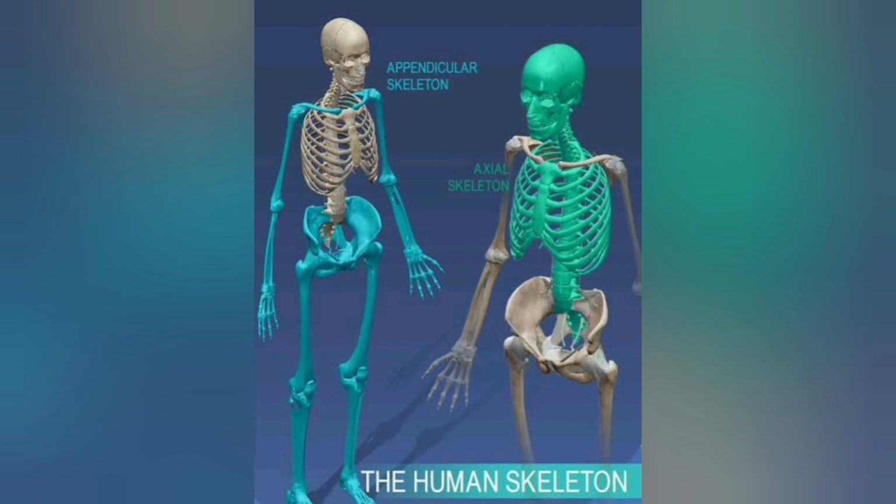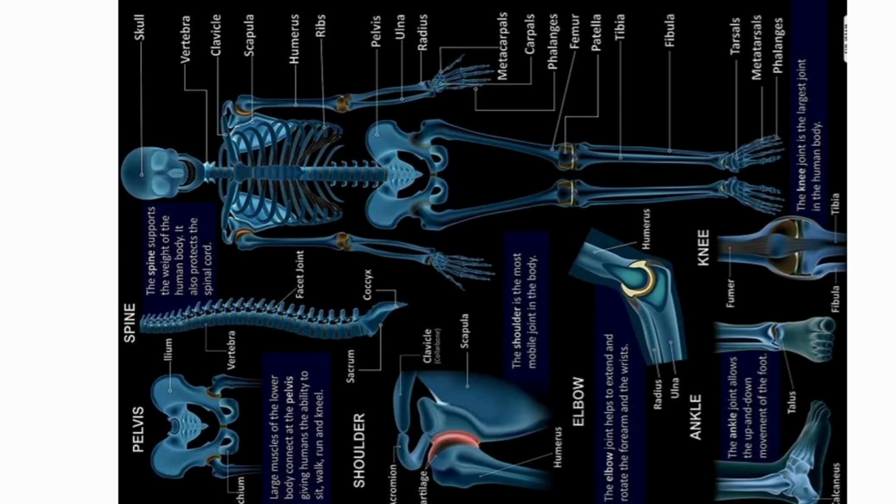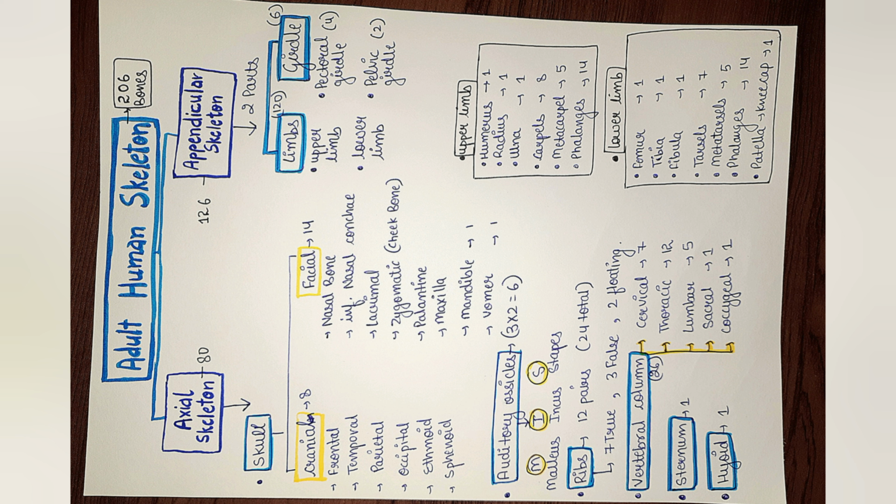So we have to study two types of skeletal system. One is axial skeleton, which is marked with the green color, and the other is appendicular skeleton, which is marked with the blue color. You can also seek help from this diagram, which beautifully represents all the human bones. And now coming to my notes, I made them during my NEET preparation.